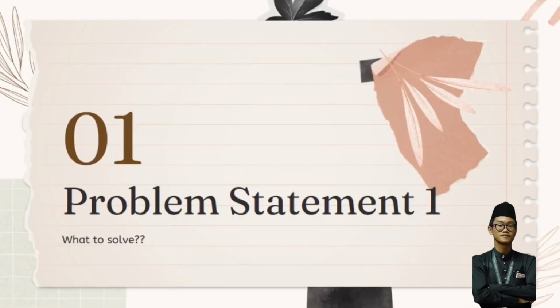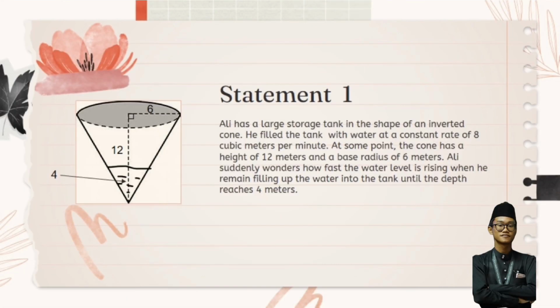For our first problem statement, Ali has a large storage tank in the shape of an inverted cone. He filled the tank with water at a constant rate of 8 cubic meters per minute. At some point, the cone has a height of 12 meters and a base radius of 6 meters. Ali suddenly wonders how fast the water level is rising when he keeps filling up the water into the tank until the depth reaches 4 meters.